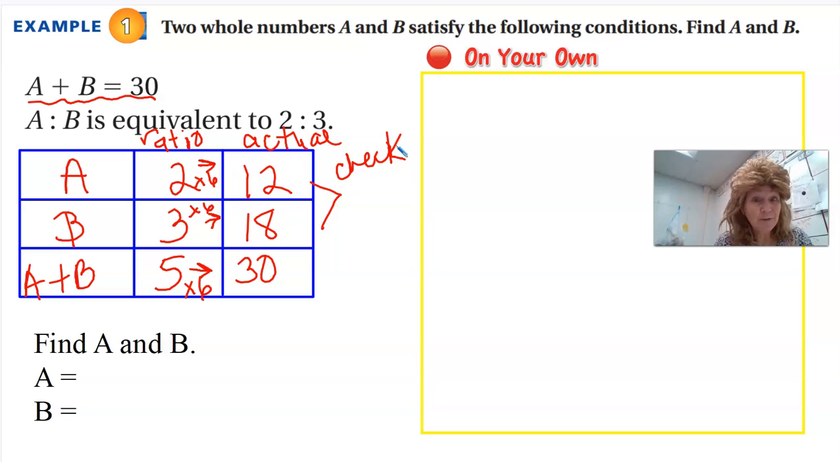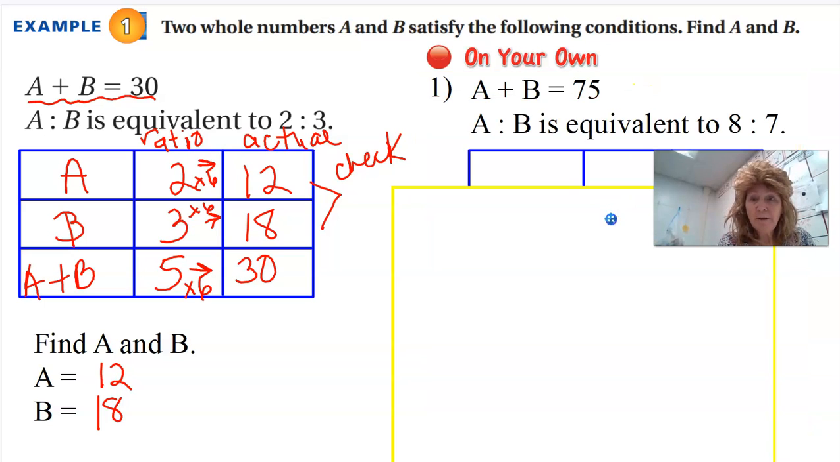Is 12 plus 18 equal to 30? Yes, it is. So I know I got the right value for A and the right value for B. Okay, so that is one example.